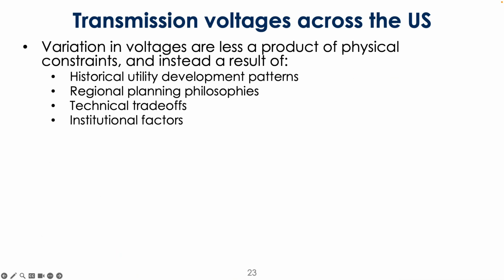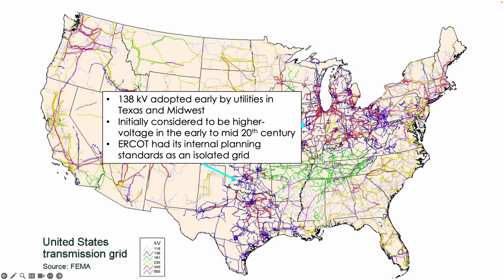But it doesn't necessarily seem like it should be so physically or geographically correlated, right? And so variation in the voltages is not so much a product of the physical constraints in those geographies, but may have more to do with historical utility developments, with the philosophies of specific regional planning entities. And then they do get influenced by some of those technical trade-off factors that I was talking about, where you're thinking about all these other attributes that might be tied to the economics. But yeah, a lot of it has more to do with history and philosophy. All right.